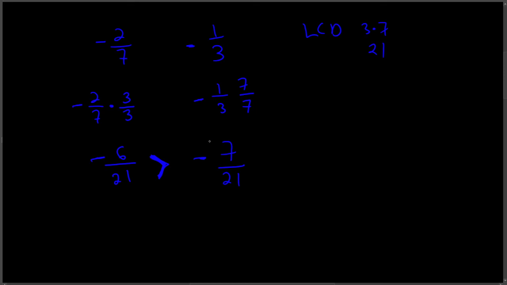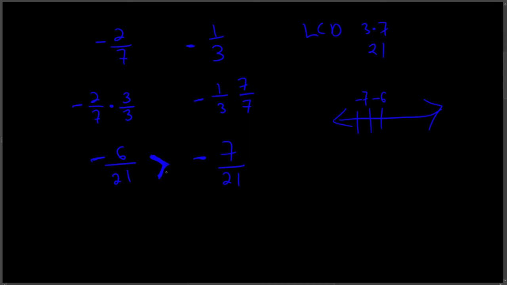And so what I did is I looked at the absolute value and said, oh, this is the bigger absolute value, but I had to remember my signs. And so negative 6 is bigger than negative 7. In fact, the arrow portion of our less than or greater than points to the smaller number. And if we were to look at a number line, negative 7 is smaller than negative 6.